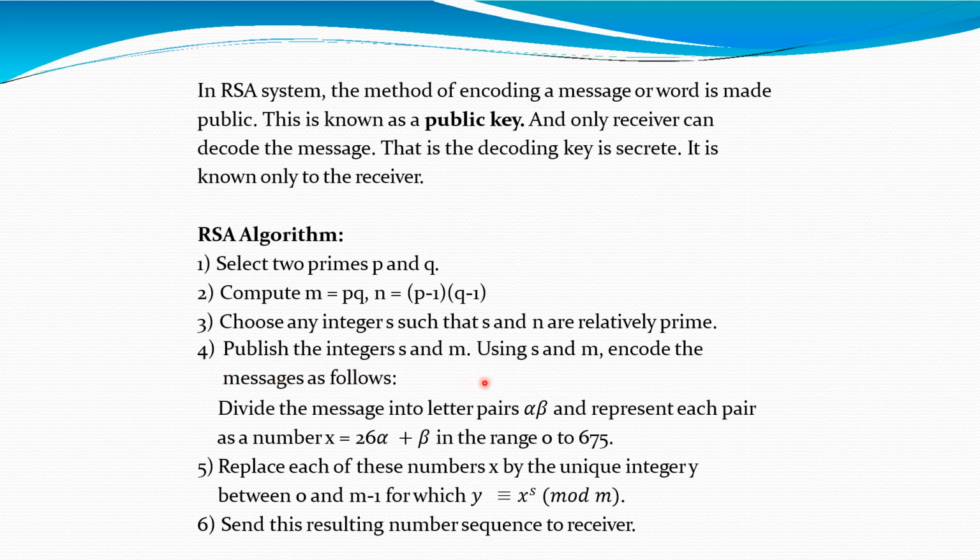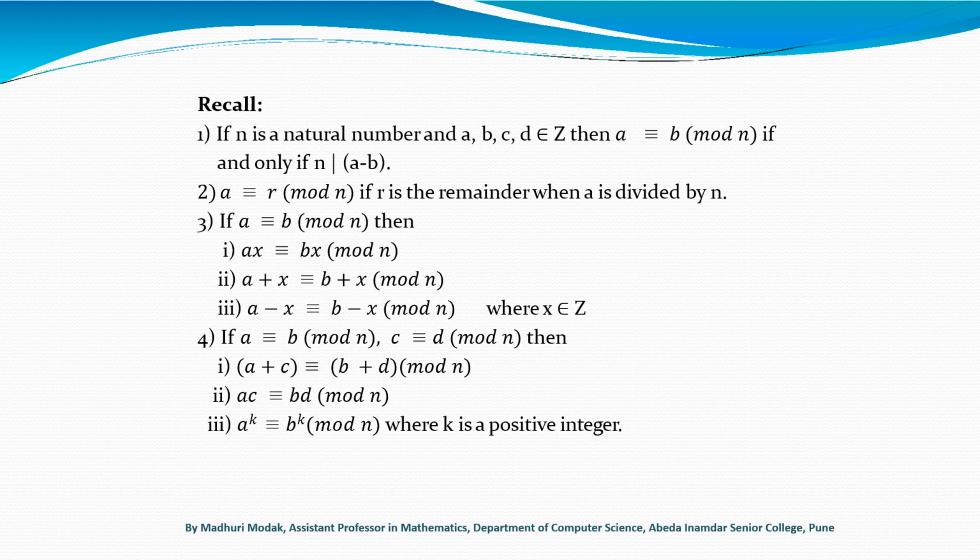Using s and m, encode the messages as follows. Divide the message into letter pairs alpha beta and represent each pair as a number x equal to 26 into alpha plus beta in the range 0 to 675. Replace each of these numbers x by the unique integer y between 0 and m minus 1 for which y is congruent to x raised to s mod m. Send this resulting number sequence to receiver.